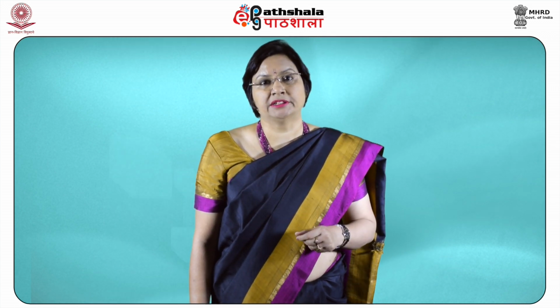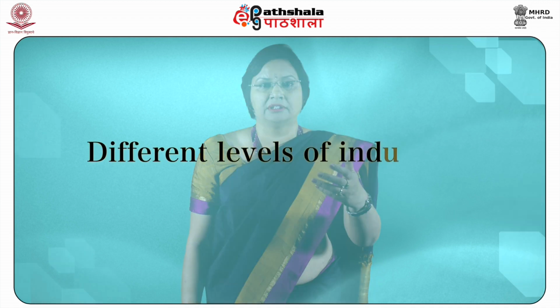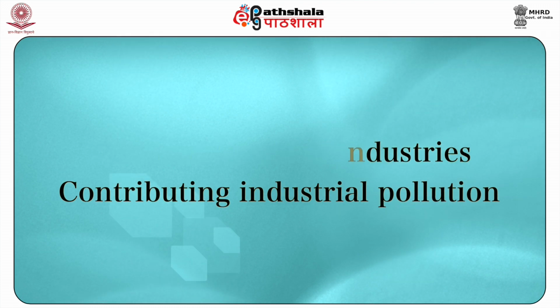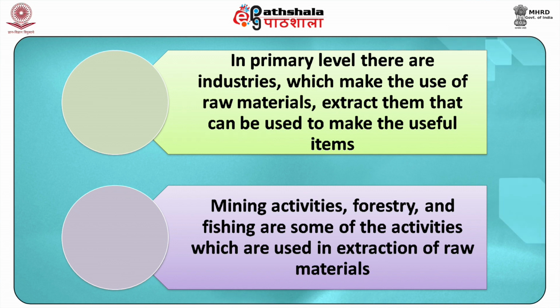So, all these issues we have earlier dealt with in detail, but I am revising this, and now in light of this let us see what the different levels of industries are which contribute to industrial pollution. One is the primary level, the other is the secondary level. In the primary level, there are industries which make use of raw materials, extracting them so that they can be used to make useful items.